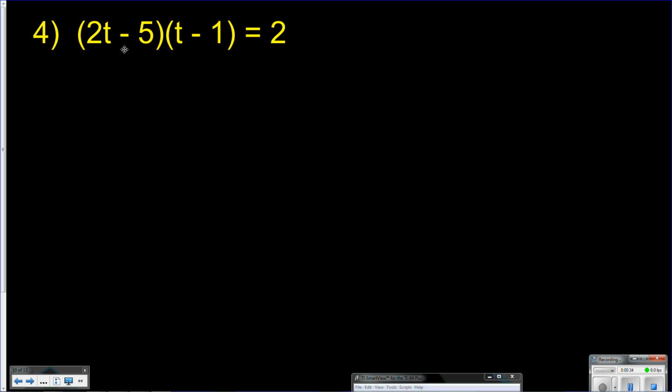We have 2t minus 5, that quantity times t minus 1, is going to equal 2. Now we can't just use the zero product property because it doesn't equal 0. And if we subtract 2 from each side, we don't have a product anymore. So the first thing we need to do, remember, is we're going to need to simplify each side.